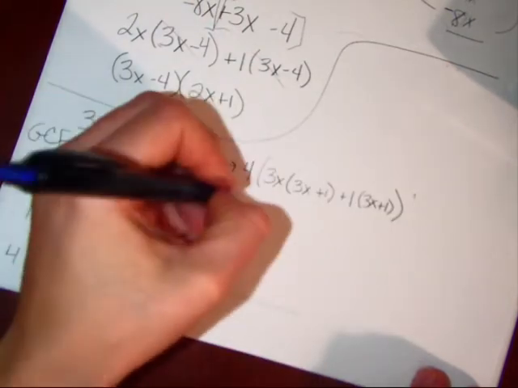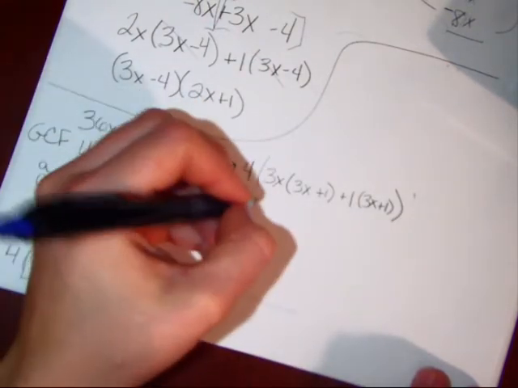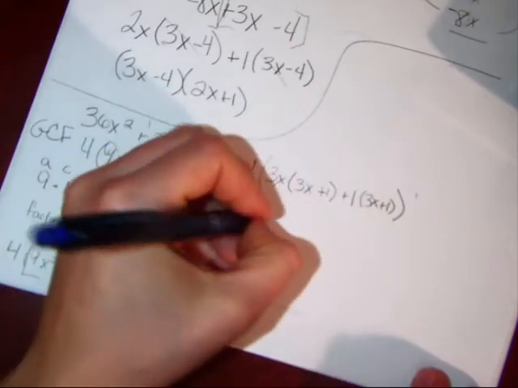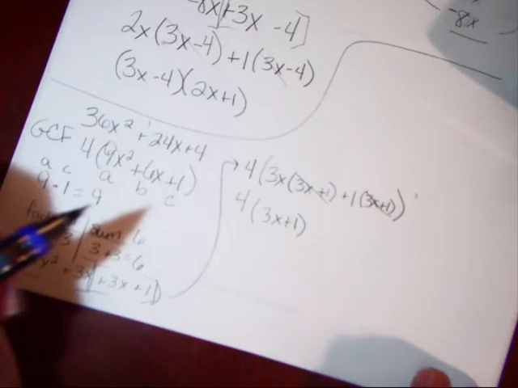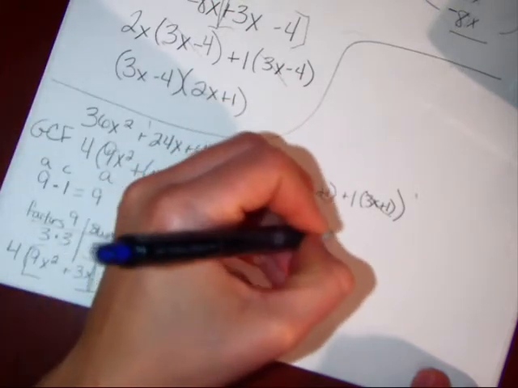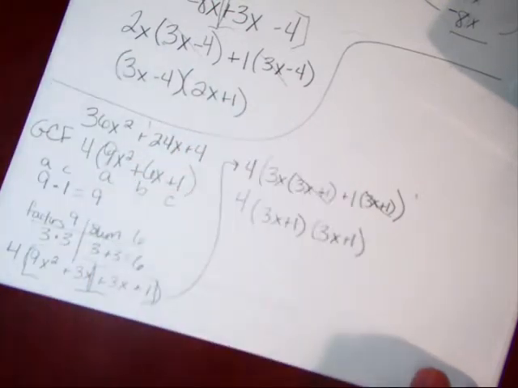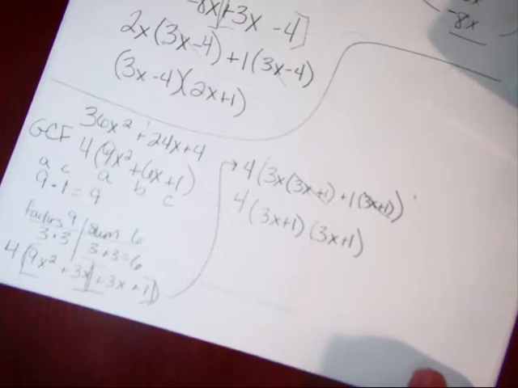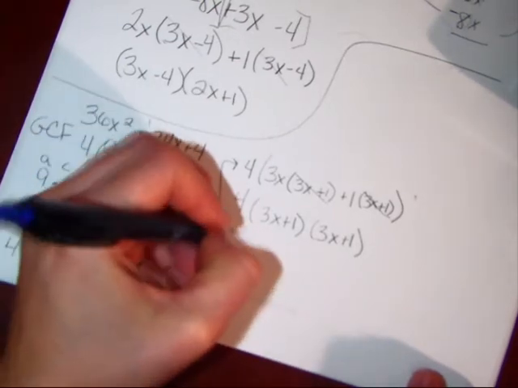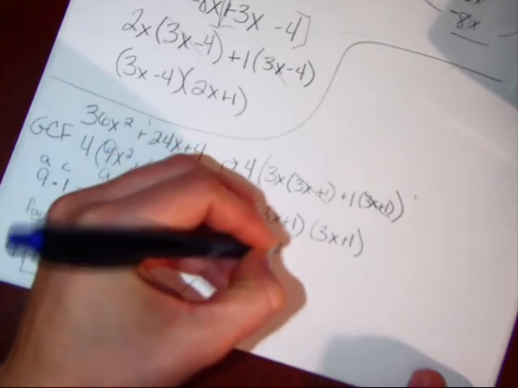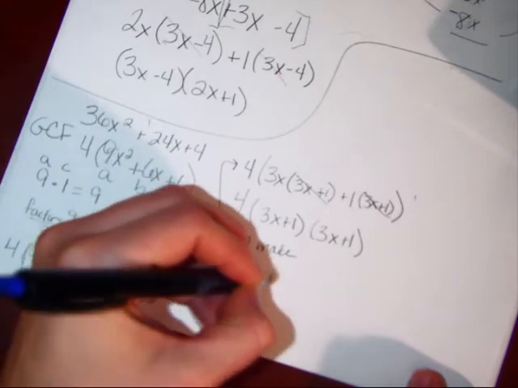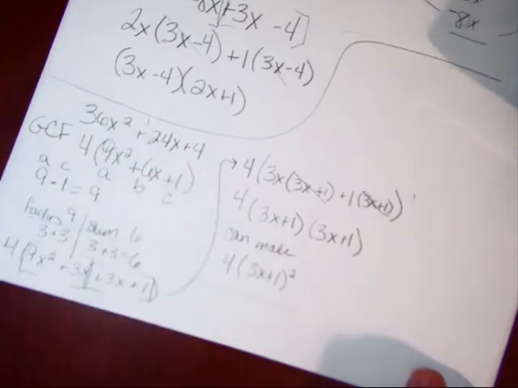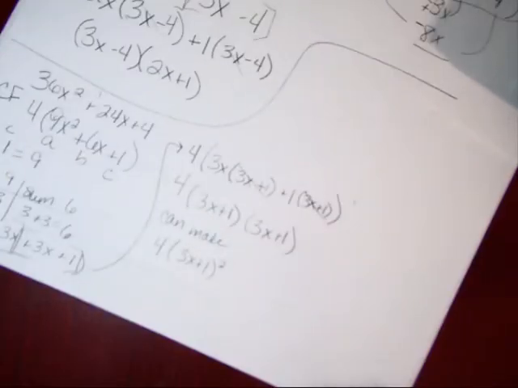The last step, using the book way, is to pull out this 3x plus 1. When you pull out the 3x plus 1, you are noticing, I hope, that you're left with another 3x plus 1. Just the luck of the draw. Let me rewrite this. You can make this 4 times 3x plus 1 squared. Honestly, I'm perfectly happy with either one as an answer.